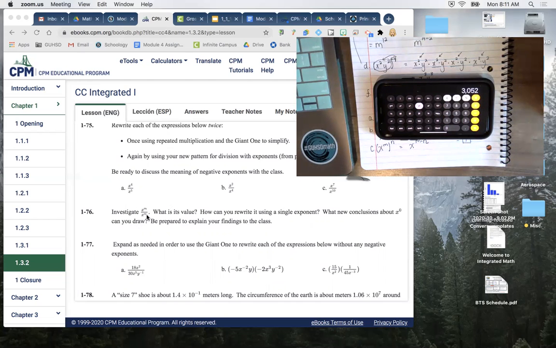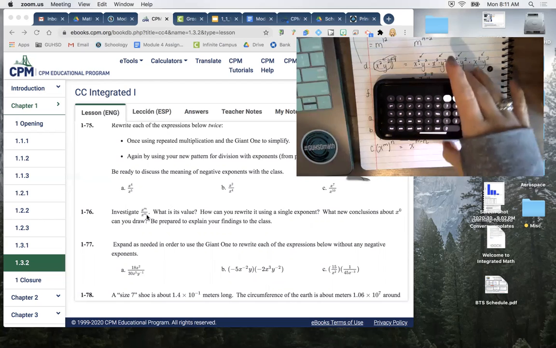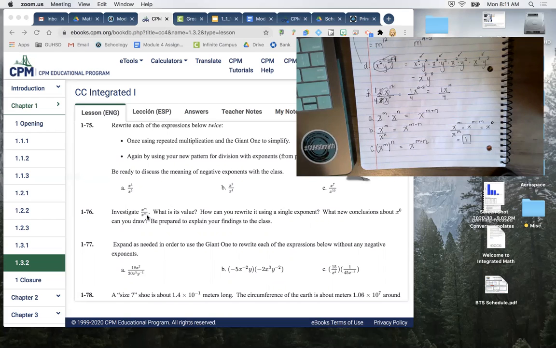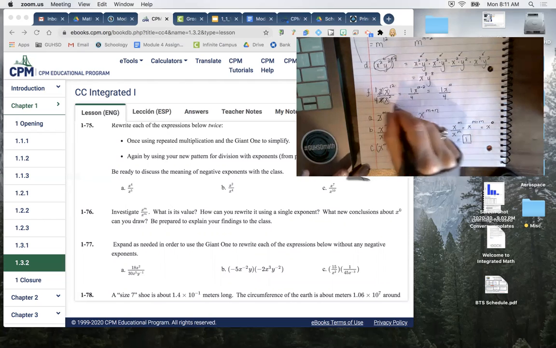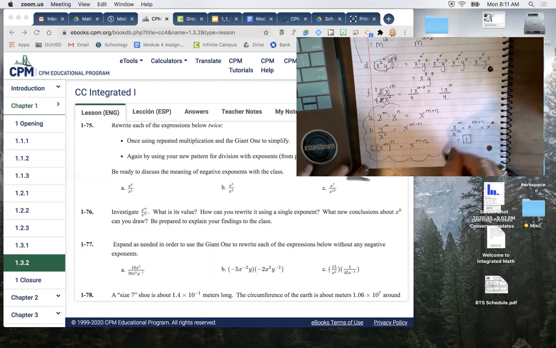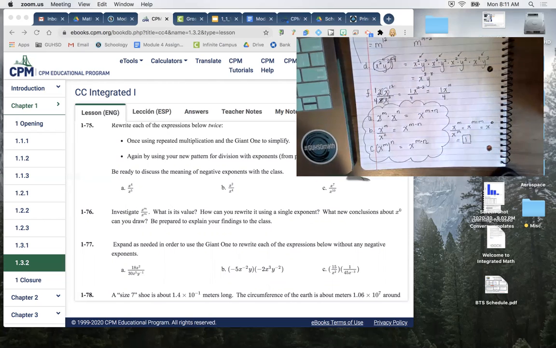I could do 3,052 raised to the 0 power, and I'm going to get 1. Okay. There's 0 of them, which is going to be 1. Okay, so now go ahead and look at your practice. You guys are going to be practicing different rules with exponents, and these are the 3 rules that you'll be focusing on for your practice. Good luck.